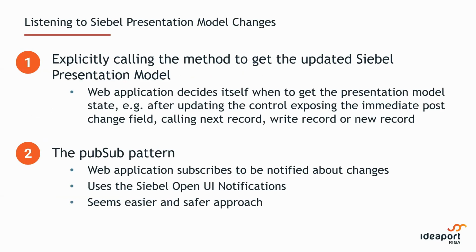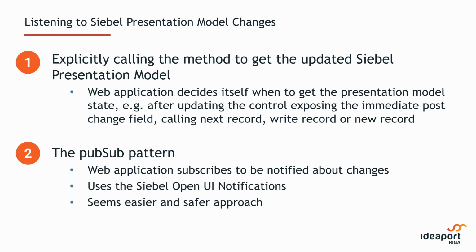Sometimes the application makes some modification that updates the state of the business component. For example, when an immediate post-change field is updated, some other fields could be updated, or some fields could become read-only or editable. And the application sometimes, from time to time, needs to get the updates in the presentation model state. There are two typical approaches that we are using for that. The old school one is when the web application decides itself when to get the presentation model state. For example, after each operation that could change the state, it retrieves the new state. The other option is easier to implement, it's safer, and it requires less coding. It uses the publish-subscribe pattern. The application could subscribe to be notified about changes, providing a function that is going to be invoked when the state was changed.